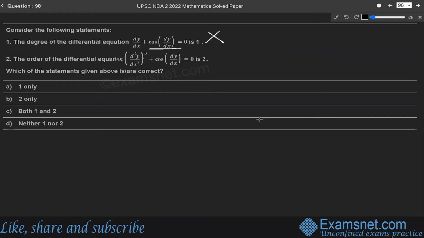So the first statement is not correct, but the order can be easily determined. Order means the highest order of derivative. The highest order of derivative is d square y upon dx square, which is 2. Then we can say that statement 2 is absolutely correct. So the correct option here will be option number B, which is 2 only. See, some questions are very simple that you do not require a pen to solve them. You just have to know the basic concepts. Every question is a pure concept.